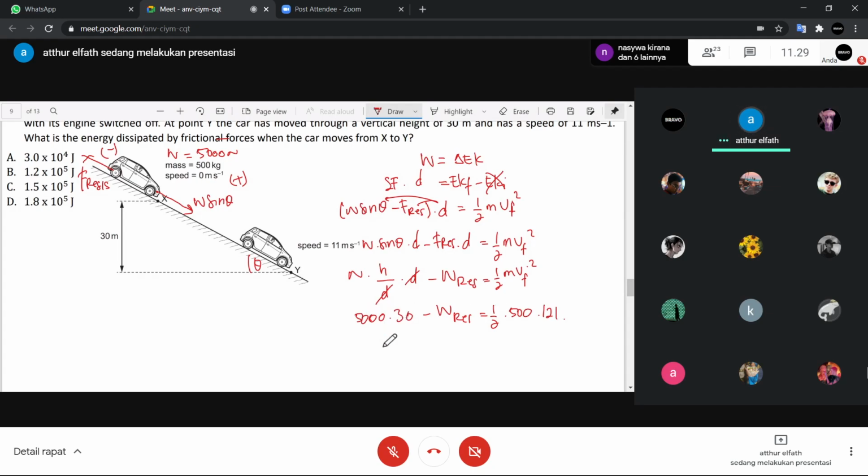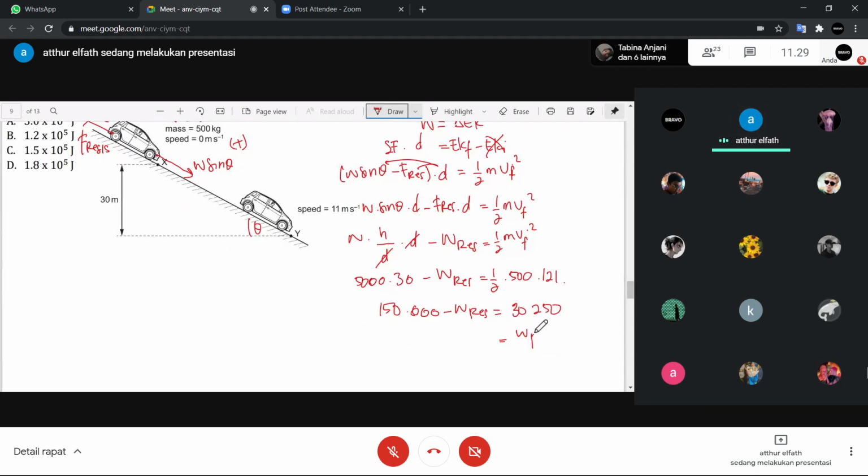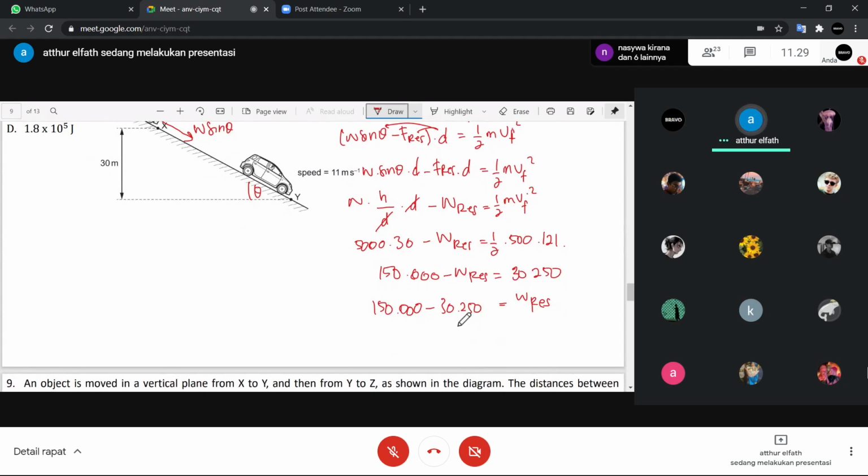This equals 150,000 minus the kinetic energy. Our goal is to know the work of resistance, so 150,000 minus 30,250, and then you will obtain 119,750 joule. This number is close to 120,000.